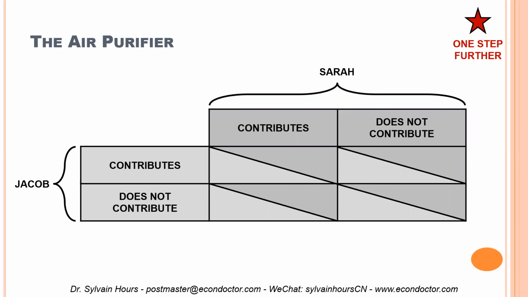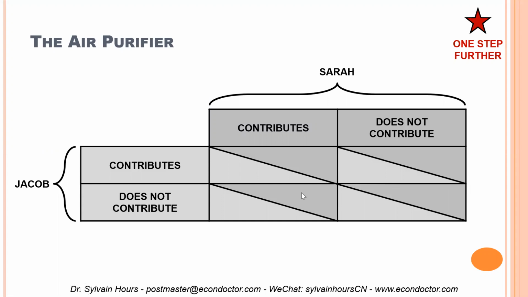Oh yeah, it's perhaps a bit advanced for AS, but you can use it in A2 if you want, or you can take some time to explain it, so then it will be easier for them to understand game theory later. So each row represents one of Jacob's strategies, contributes, does not contribute. Each column represents one of Sarah's strategies, contributes, does not contribute.